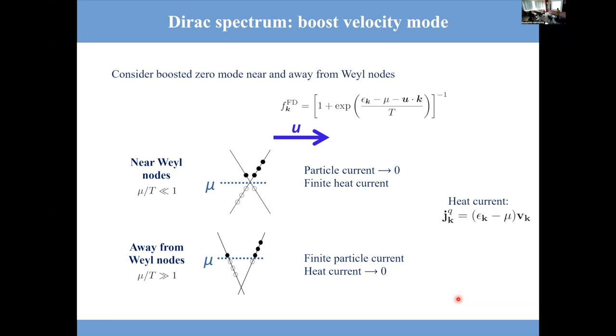If you go away from the Weyl node, the story will be reversed. This excitation will have a finite particle current and zero heat current. So it means that this boost zero mode, the velocity zero mode, drives a finite heat current near the neutrality point and no particle, no electric current, but drives a finite particle current and no heat current away from the neutrality point.